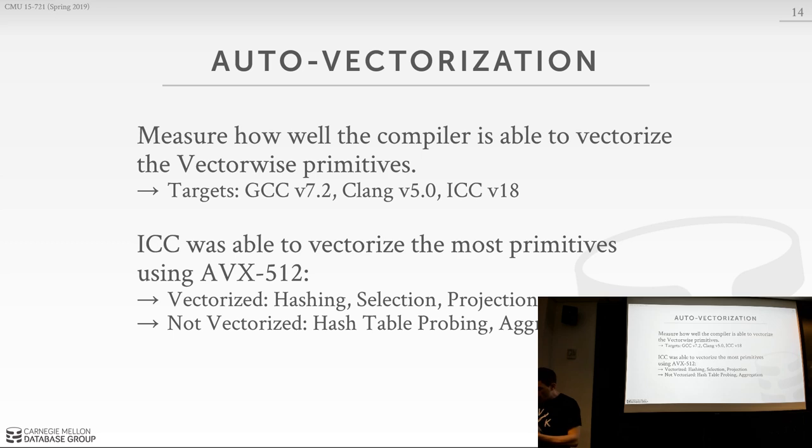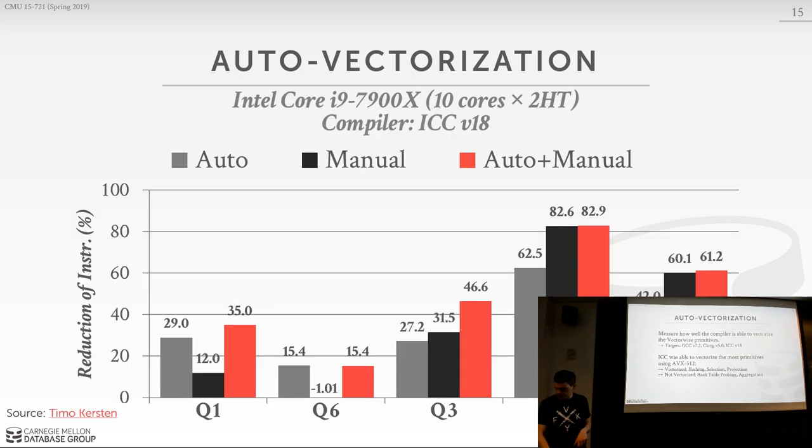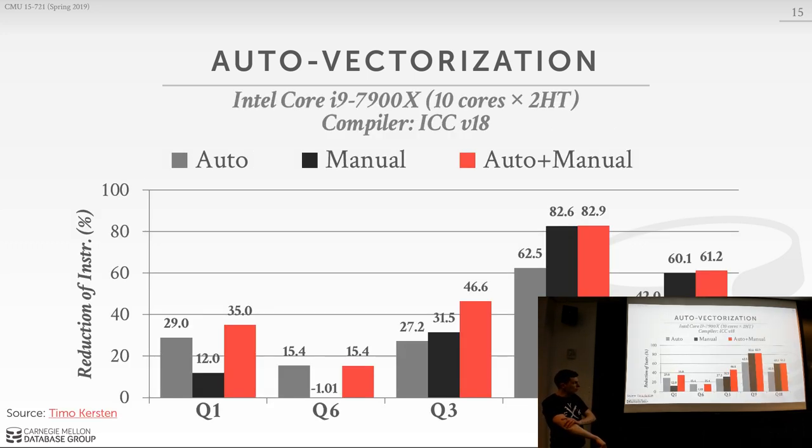Now we're actually going to see how well the system performs only using ICC. We can ignore GCC and Clang. We compare how it performs versus when we manually add the intrinsics to vectorize our primitives, versus a hybrid approach that uses a combination of handwritten code and the auto vectorization. First, we measure the reduction in instructions that the three approaches generate. Again, the first one is the ICC auto vectorization, then we have our handwritten ones, and then we have the hybrid.